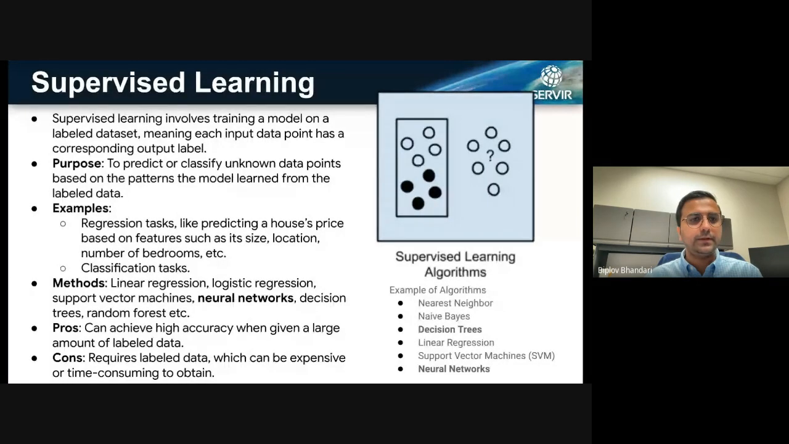Some examples of supervised learning are regression tasks. For example, trying to predict the price of a house based on different kinds of features like its size, location, number of bedrooms, etc. It could also be a classification task, land cover classification we are all familiar with. Something outside of that could be classifying an incoming email as spam or non-spam. And this is sort of the algorithm that Google applies under the hood to classify your emails.